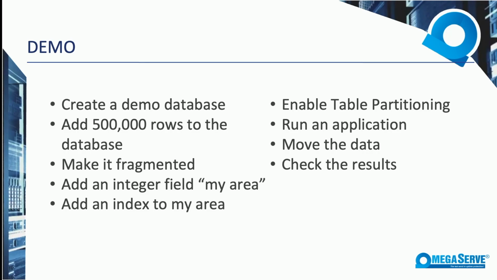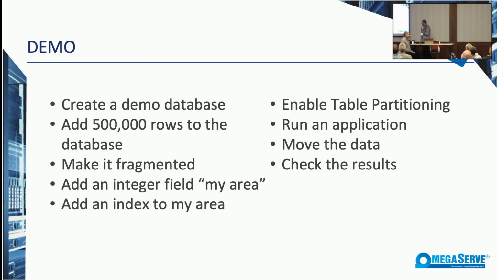Okay, so here's the demo. Create a demo database, add 500,000 rows to the database, make it fragmented. Add the integer field my area, add an index to the my area integer, enable table partitioning, run an application, move the data, check the results. I've done steps 1 through 6, all set up here in the demo. I'm not going to go through all that because that should be known, and if it's not, you can go back to the 2016 PUG Challenge slides and get step-by-step instructions, because I spent an hour doing that entire thing.